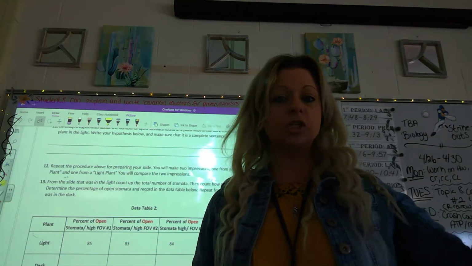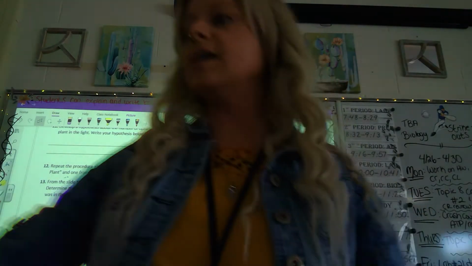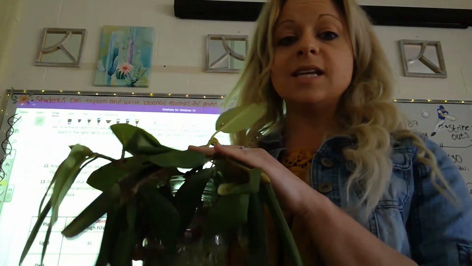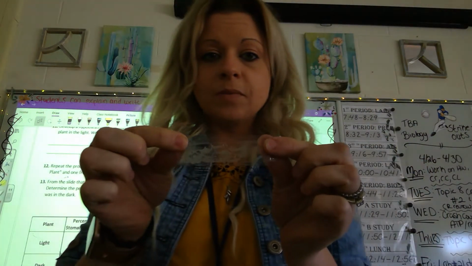I took some leaves of my rhododendron and I actually put them in the dark, and then I set a bunch of my leaves in the sunlight. And I did the same thing, okay? I did my epidermal peel of 3 different samples in the light and in the dark, and I got a percentage of how many were open.